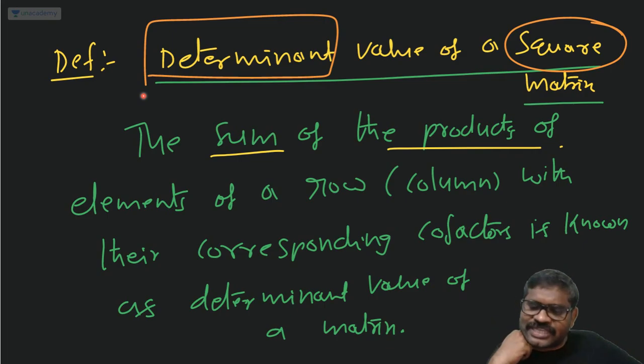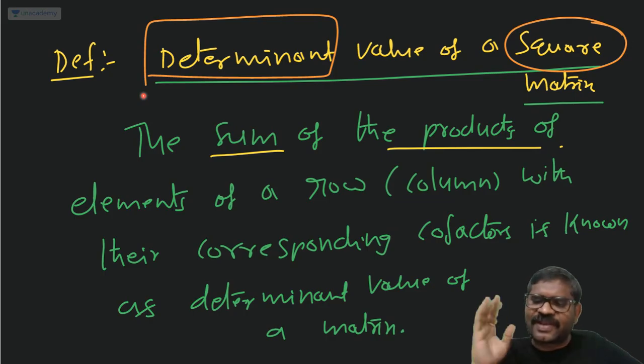Tomorrow I'll discuss 3 cross 3, 4 cross 4, 6 cross 6, even higher order matrices. Just I have given an introduction of determinant. What is determinant? How to calculate determinant. Any queries? Innovative thoughts?